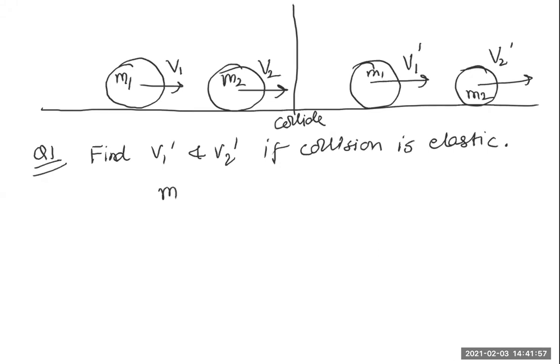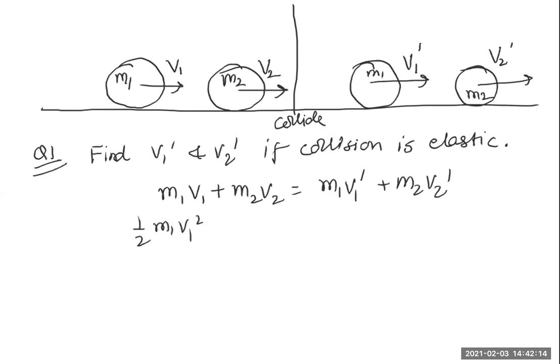So basically you just need to work out this once. उसके बाद से कभी नहीं. M1 V1 plus M2 V2 is equal to M1 V1 prime plus M2 V2 prime, and half M1 V1 square plus half M2 V2 square is equal to half M1 V1 prime square plus half M2 V2 prime square.